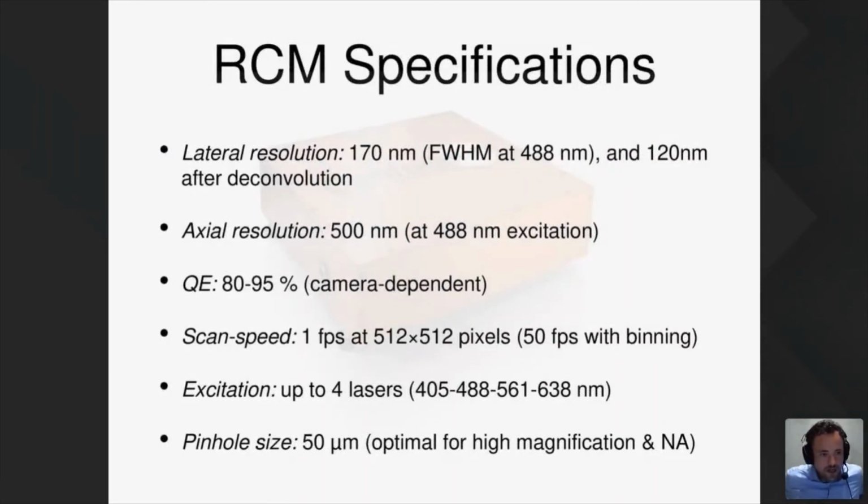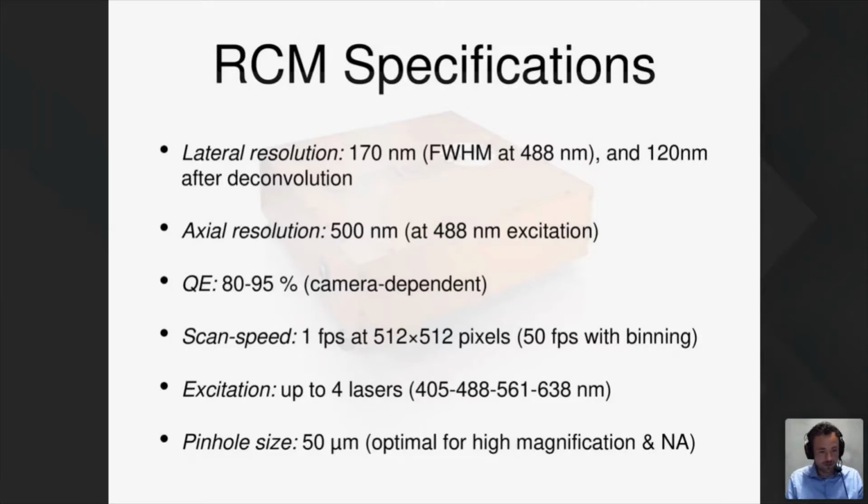Okay, some of our specifications. Our system achieves 170 nanometer lateral resolution at 488. And if you deconvolve the image, the resolution will be improved to 120 nanometers. The axial resolution, so the Z resolution, is similar to a confocal microscope, about 500 nanometers, and about 350 if you deconvolve.